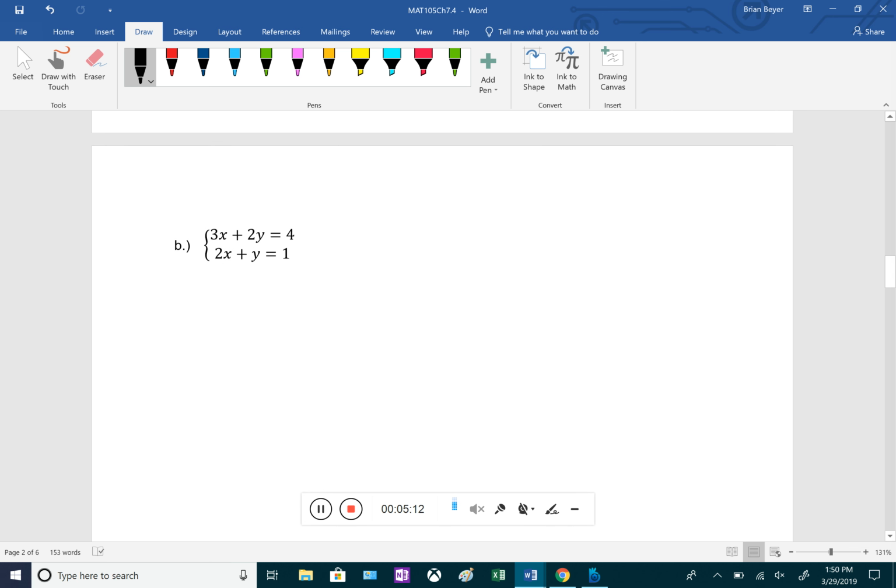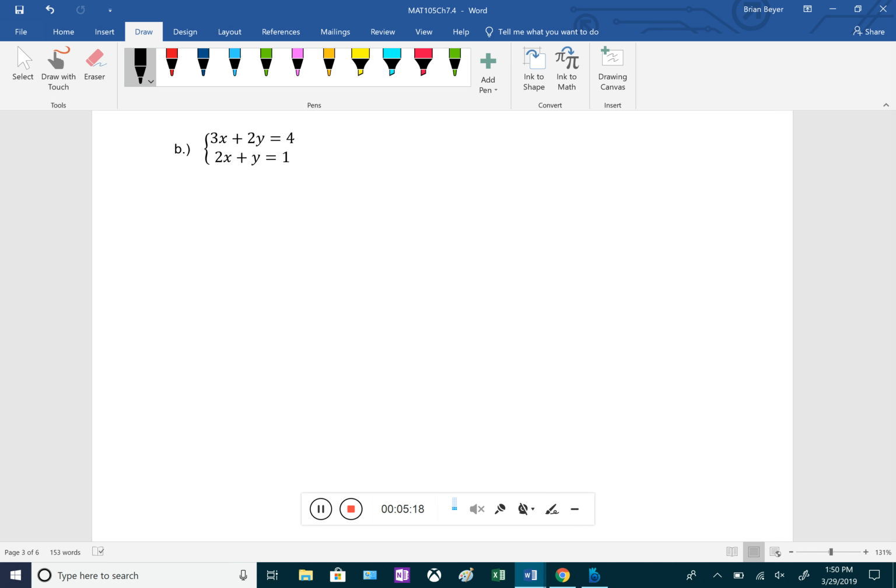Okay, a couple more examples. 3x plus 2y equals 4, and 2x plus y equals 1. We get to choose what variable we get to start with. Once again, we want to choose the one that does not have a coefficient other than 1 on it. The one that's going to be the easiest is the y in this second equation. So we're going to solve this for y.